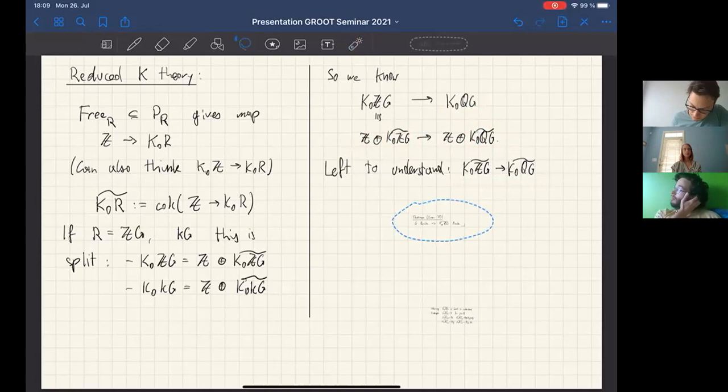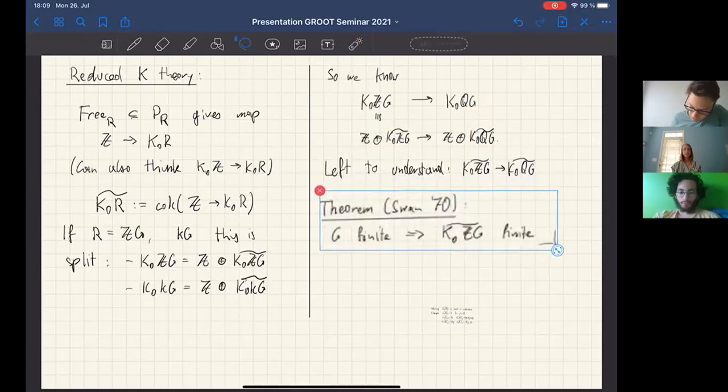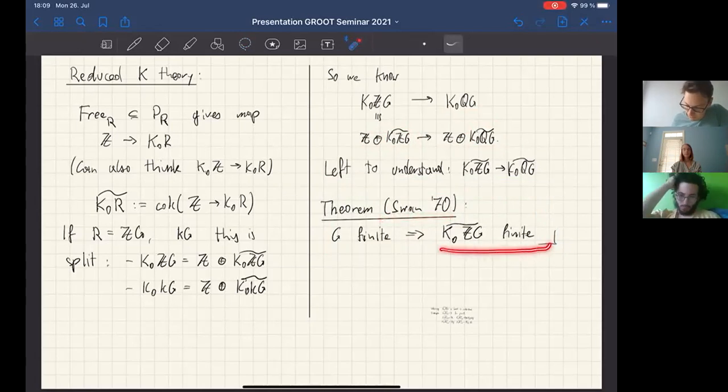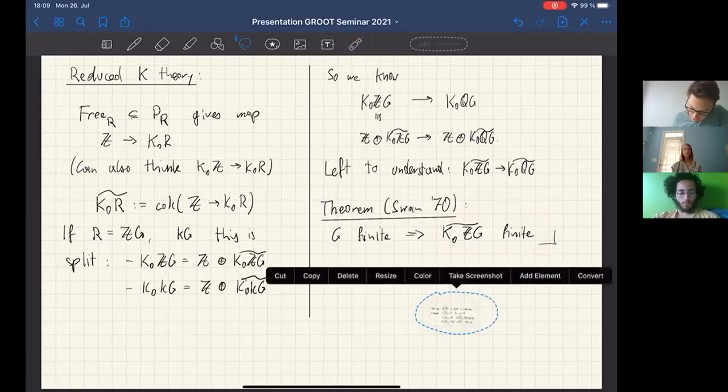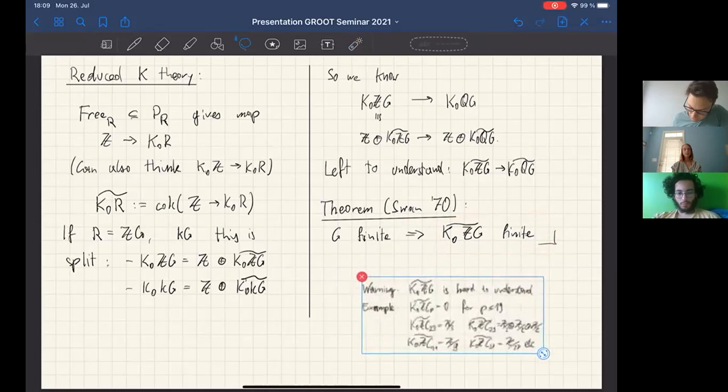Okay. And there's a first theorem that I'm going to cite, which is not trivial to prove, but it's doable. And Swan proved this in the 70s, that if G is a finite group, then this group here is a finite abelian group. In particular, it's torsion, which is highly relevant. As a slight warning here, this group can be really, really complicated.